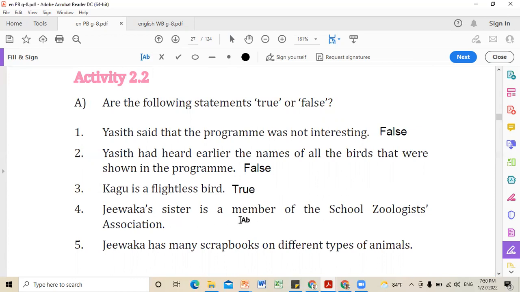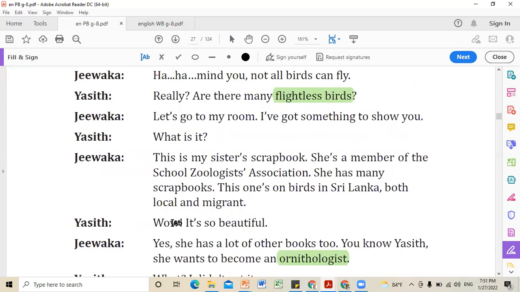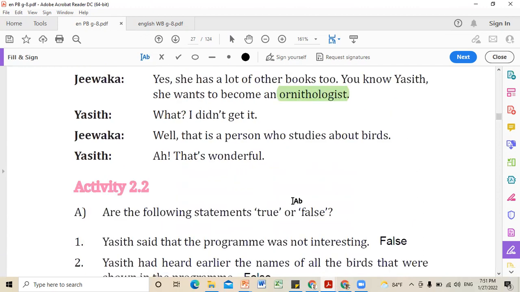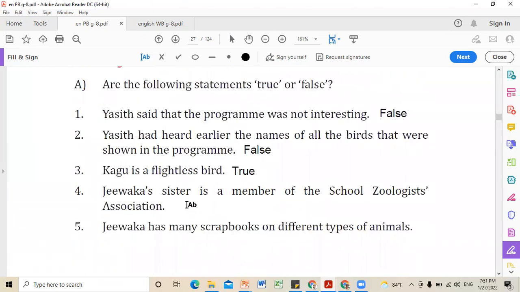So fourth one: Jivaka's sister is a member of the school zoologists association. Is this true or false? True. Okay, let's see. Here Jivaka says, this is my sister's scrapbook. She is a member of the school zoologists association. So yes, Jivaka says that her sister is a member of the school zoologists association. So that is true.